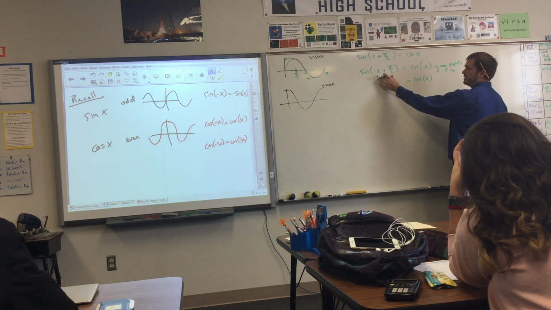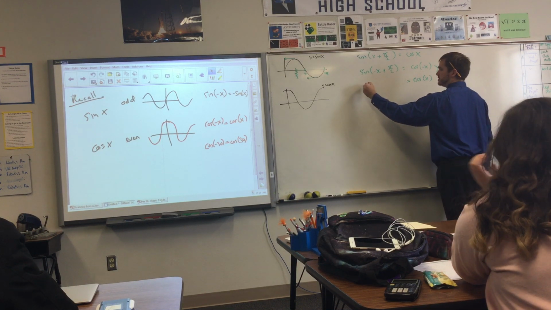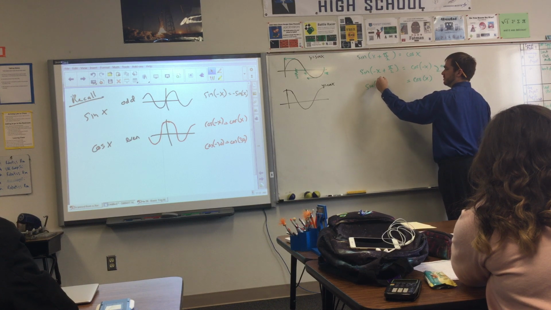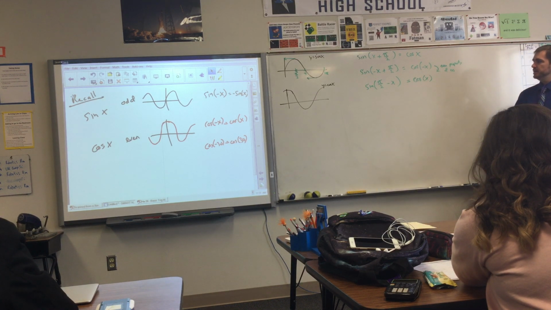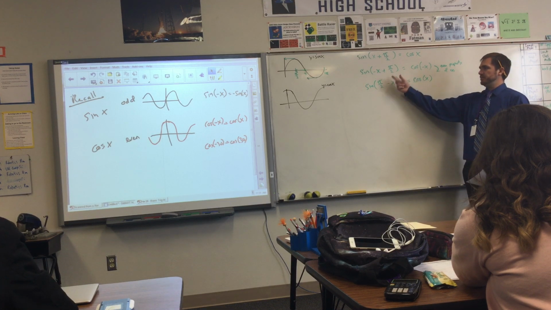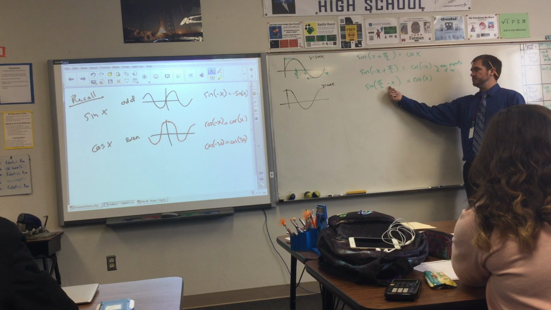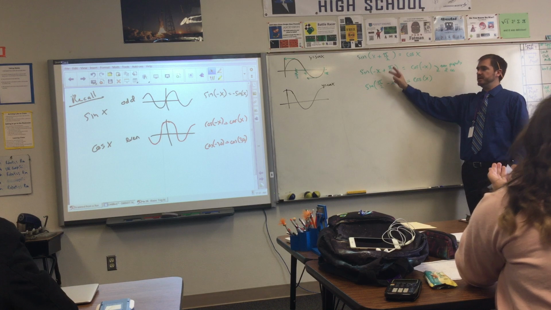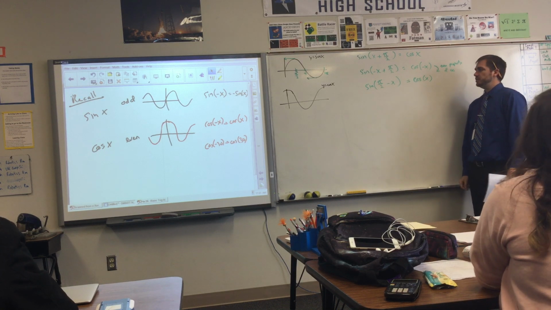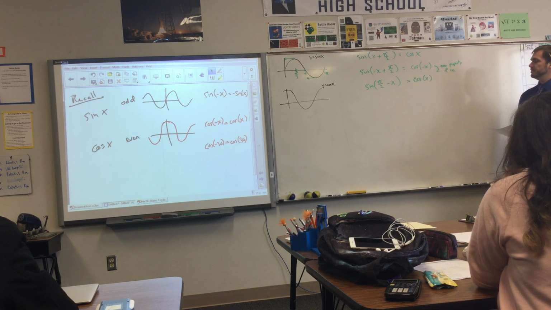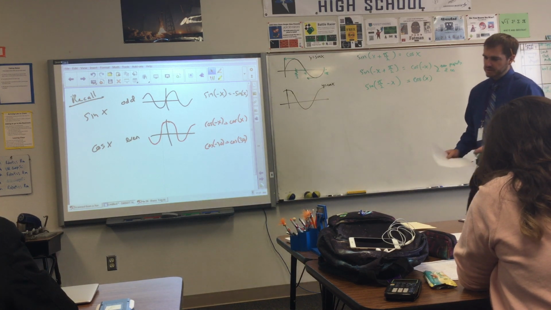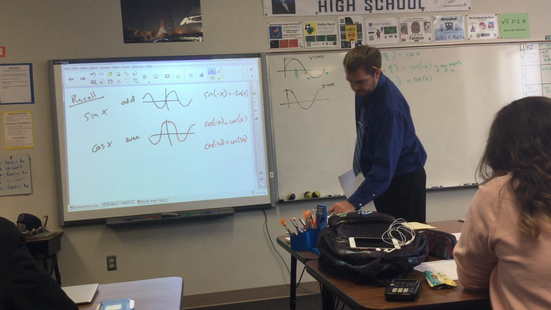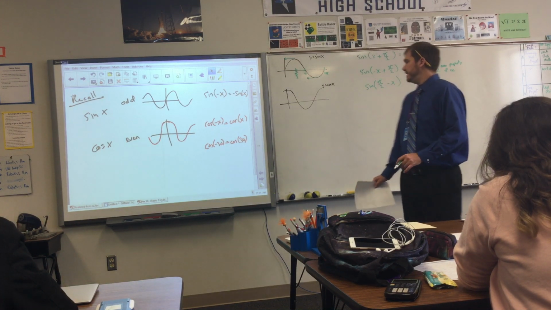And over here on this side, I'm just going to rearrange this so that it looks the way that I want it to. Instead of writing sine of negative x plus pi over 2, I'm just going to write sine of pi over 2 minus x, just rearranging those, keeping the symbols in front. No big deal. All right, that's it. That's the cofunction identity. Look at your trig chart and see if you can find that sucker. Sine of pi over 2 minus x equals cosine x.